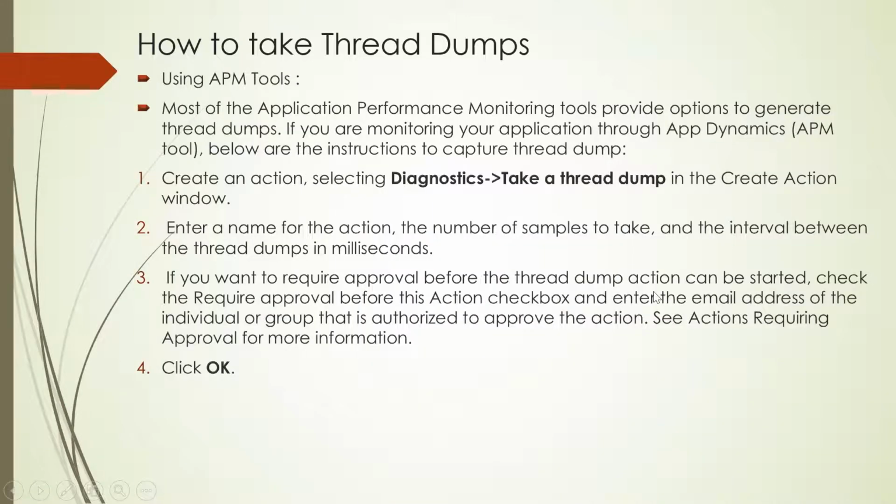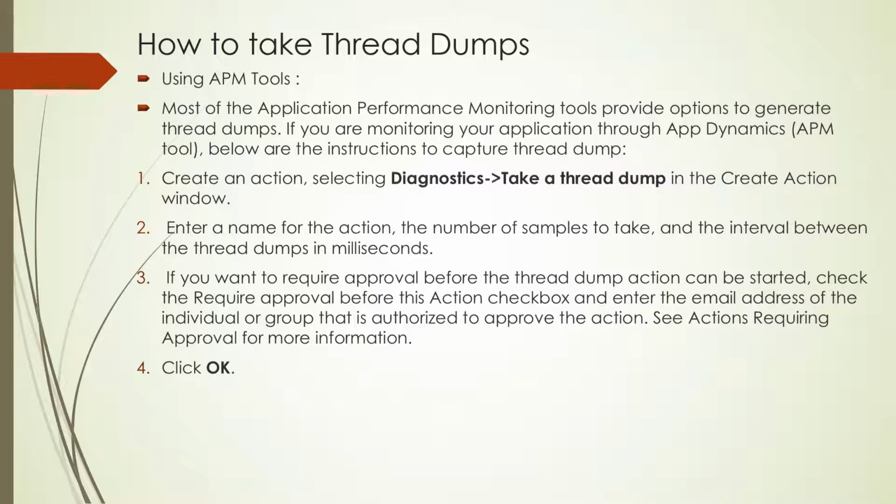So now, how do we take the thread dumps? We know that using APM tools is one way. I have just given steps to generate the thread dumps from AppDynamics. There are different types of APM tools available, like CA Wily Introscope, Dynatrace, AppDynamics, OneAgent, New Relic. So there are different types of application performance monitoring tools available. Not all of them have this kind of ability, but most of the APM tools have this ability to take thread dumps for analysis purposes.